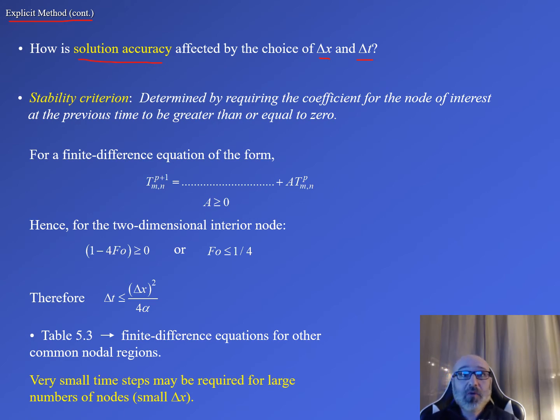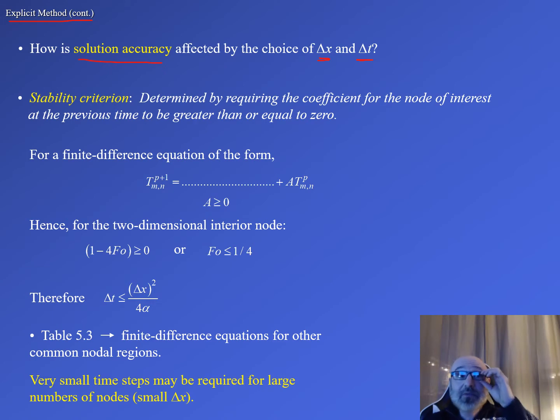And there is going to be a relationship between our delta x and our delta t, so very small time steps may be required for these large number of nodes. As we decrease the size in between our nodes, or delta x, it's going to increase the number of nodes. And for the larger number of nodes, we're going to need a smaller time step. So both of those are going to combine together to give us a more accurate solution.